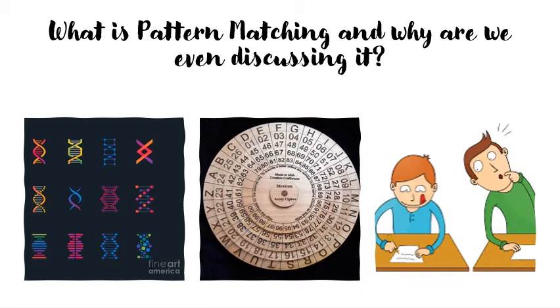So you can see three pictures down below. Can you name what these are? On the extreme left, we have DNA sequencing. In the middle, we have a cipher wheel, and on the right, we have someone trying to copy someone else's answers. All these three technologies have used pattern matching, and we are going to see how pattern matching algorithm has developed over the years.